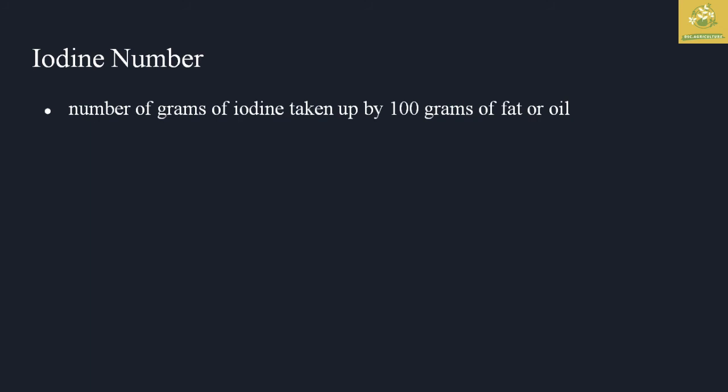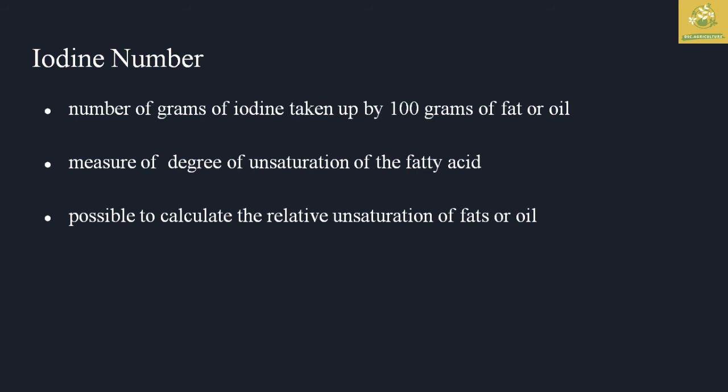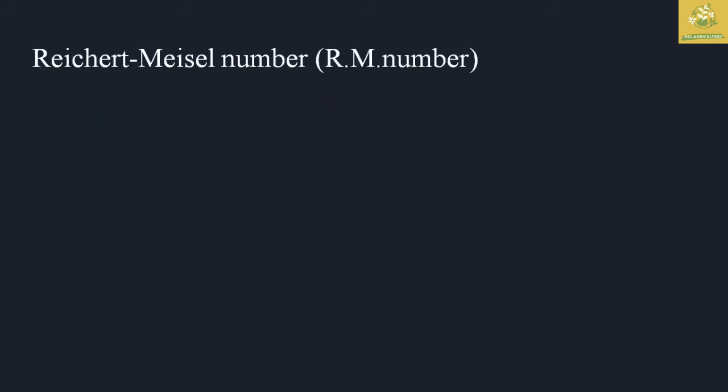The number of grams of iodine taken up by 100 grams of fat or oil is known as the iodine number. The iodine number measures the degree of unsaturation of fatty acids, so it is used to calculate the relative unsaturation of fats and oils.